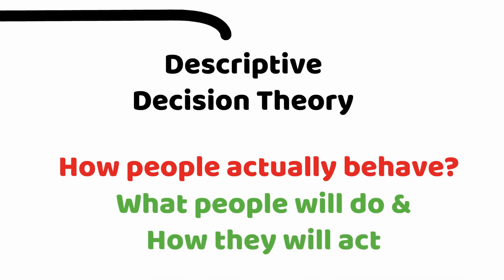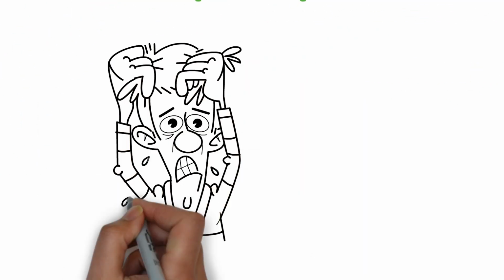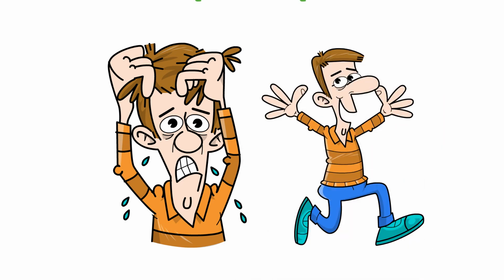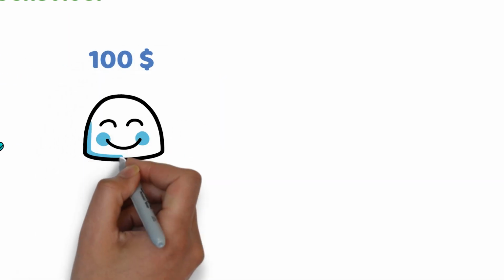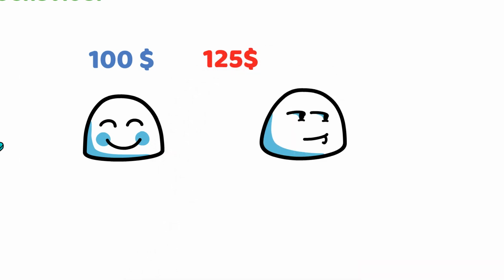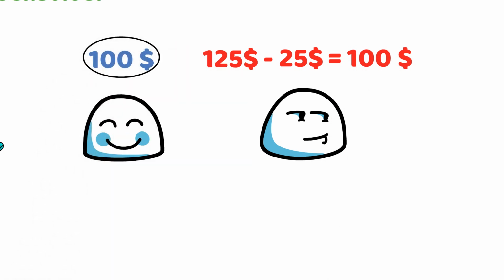Let us understand the difference with an example. Humans experience the disappointment of loss more than the satisfaction of a gain. A person who gains $100 will likely be happier than someone who gained $125 first, but later lost $25. Though the net gain of both people is the same, their behaviors will be different, because their reference point is different.